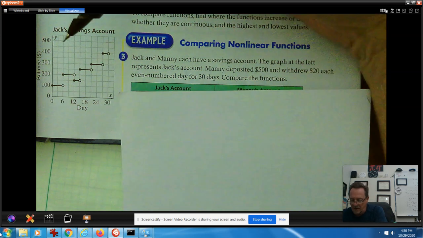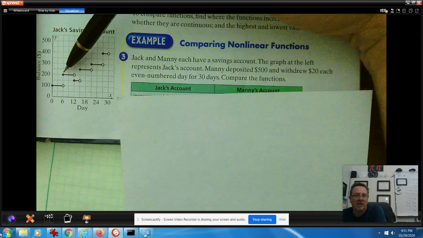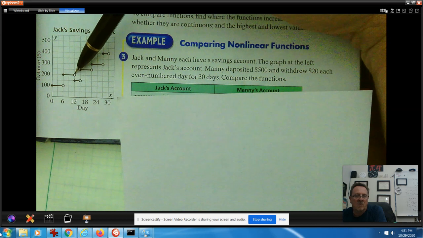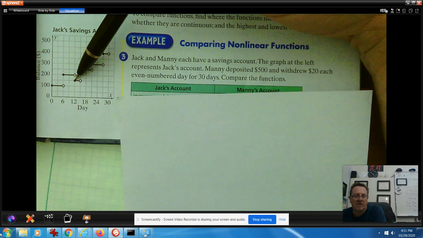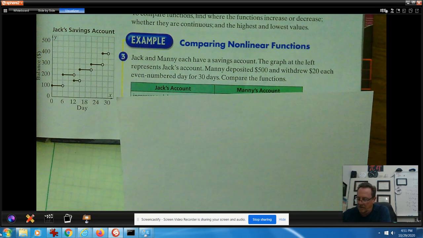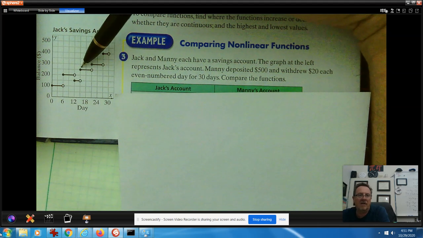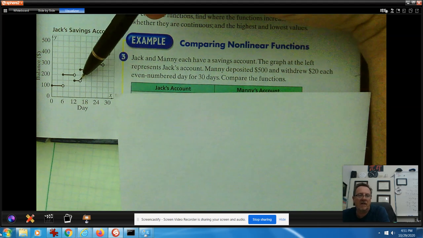Now, here's what I'm talking about. He had $100 in his account until day 6, and then he put more money in because suddenly he jumped up to $200. And he had that much money in his account until day 12, when all of a sudden the amount of money in his account dropped by $50. Okay? And it stayed that way until day, what is that? Are these counting by threes? Day 15.